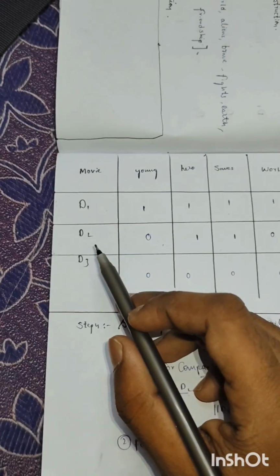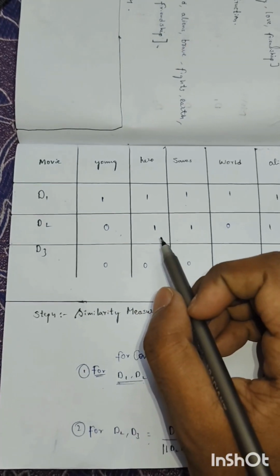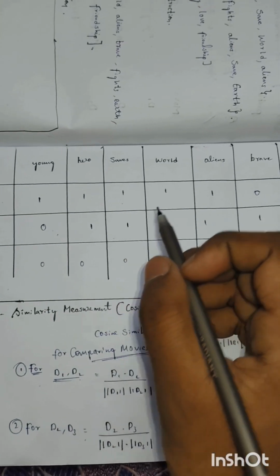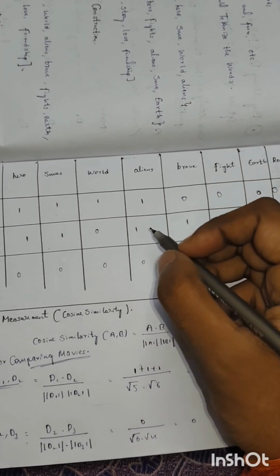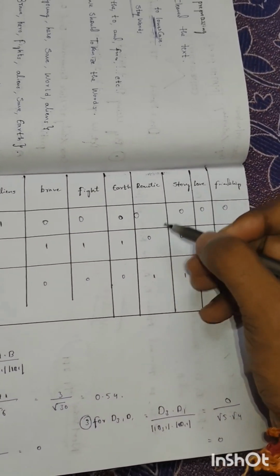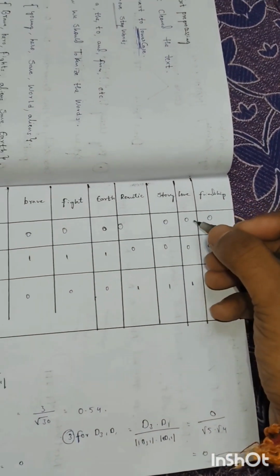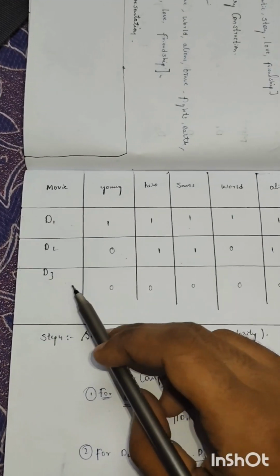For description 2, young is not present, so 0. Hero is present, 1. Save is present, 1. World is not present, 0. Alien is present, so 1. Brave is present, 1. Fight is present, 1. Earth is present, 1. Romantic is not present, so 0. Story not present, 0. Love not present, 0. Friendship not present, 0.